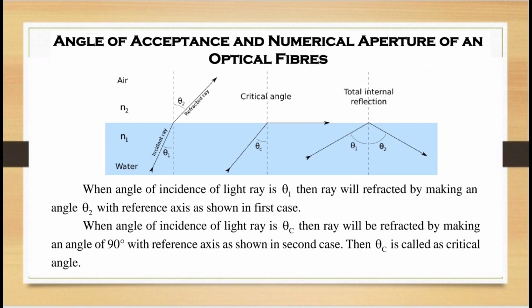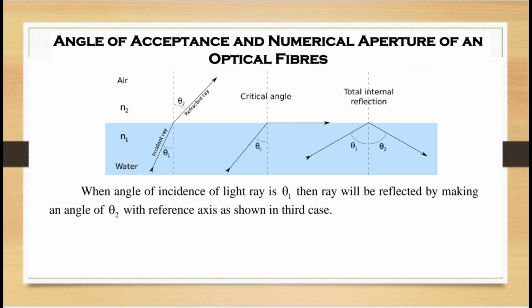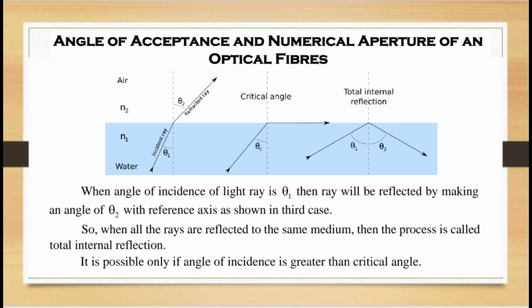Then θc is called as critical angle. Now, when angle of incidence of light ray is θ1, then ray will be reflected by making an angle of θ2 with reference axis as shown in third case. So, when all the rays are reflected to the same medium, then the process is called total internal reflection, and it is possible only if angle of incidence is greater than the critical angle. So this is some basics about optical fibers.